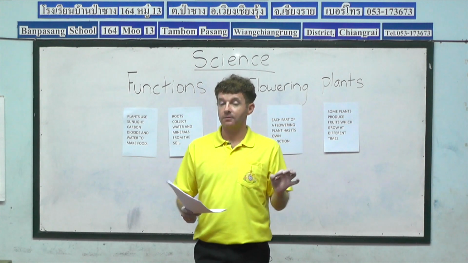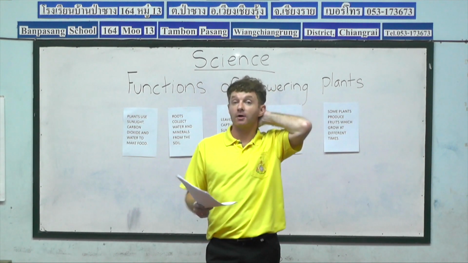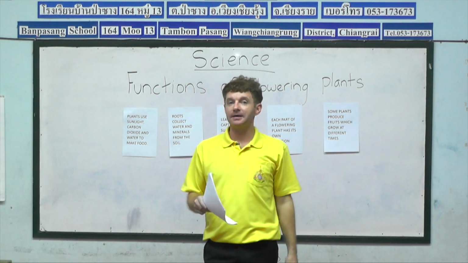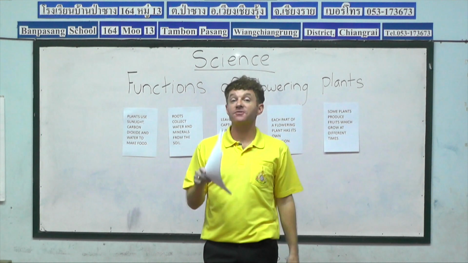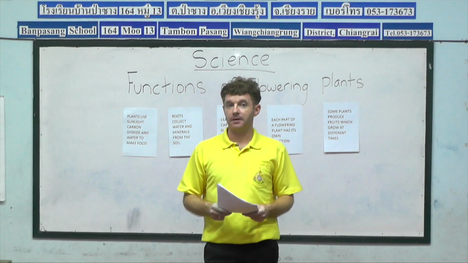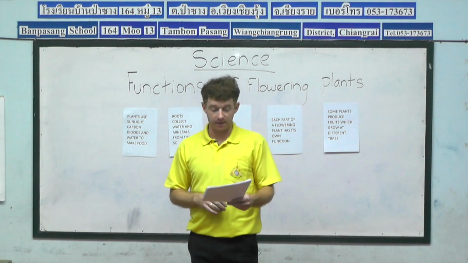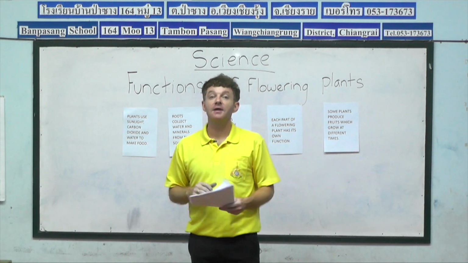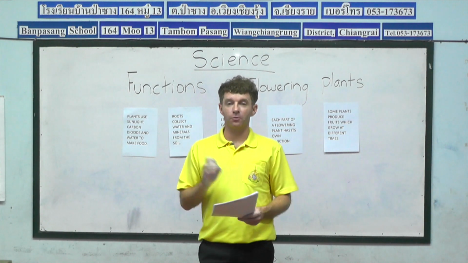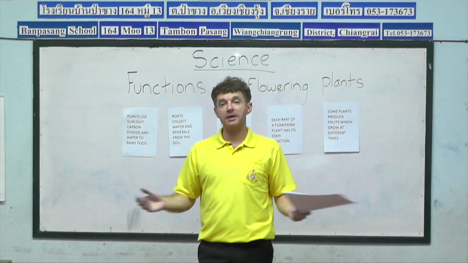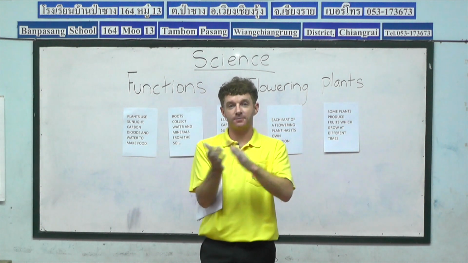The food that plants produce is sugar. Leaves capture sunlight to help make food for the plant. And finally, a plant that produces flowers is known as a flowering plant. Excellent, guys. That was very well spoken.